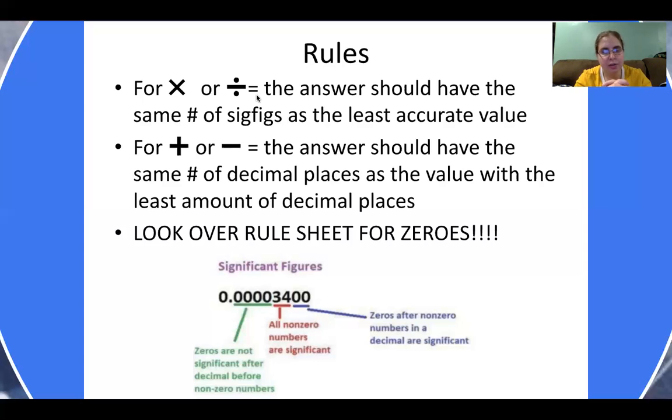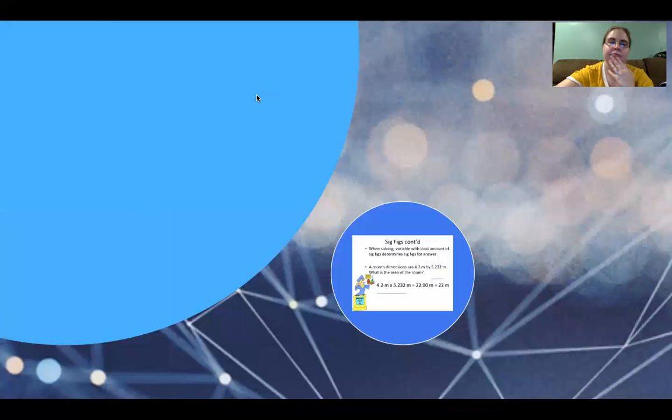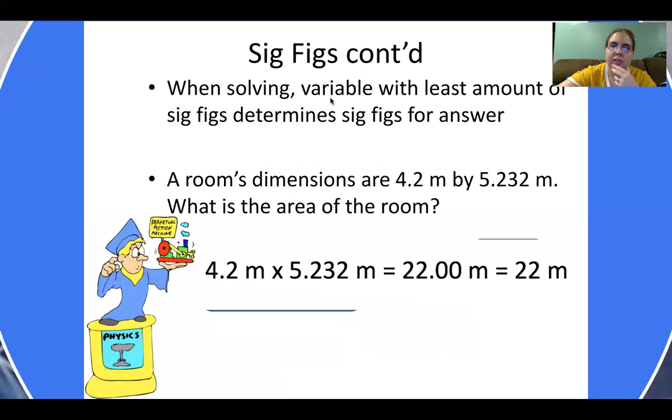For addition or subtraction, the answer should have the same number of decimal places as the value with the least amount of decimal places. So whichever value has the fewest decimal places going into the problem, match that with your answer. Again, we're going to have a video on how to solve these. I'm just trying to get the information out there. So when solving, the variable with the least amount of sig figs determines the sig figs for the answer.